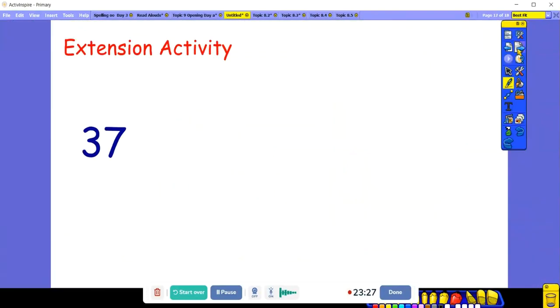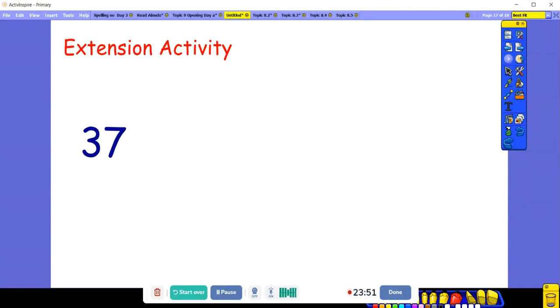So as a little extension activity, you can come up with any 2-digit number that you would like, or you could have someone tell you a 2-digit number, and you can practice drawing a model, drawing out how many tens, how many ones, or just identifying what number shows how many tens and how many ones.